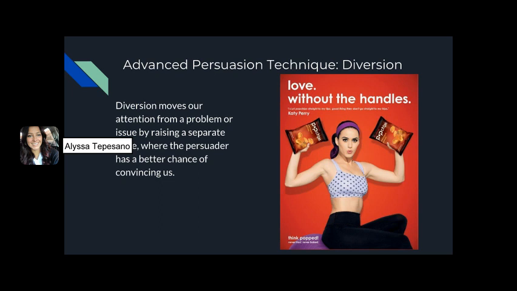An advanced persuasion technique is diversion. Diversion moves our attention from a problem or issue by raising a separate issue where the persuader has a better chance of convincing us. This Pop Chips ad uses Katy Perry saying she eats these chips and can stay in shape. It distracts you from the fact that these are junk food. Youth should be aware of this because it is often used to make things seem better than they actually are.